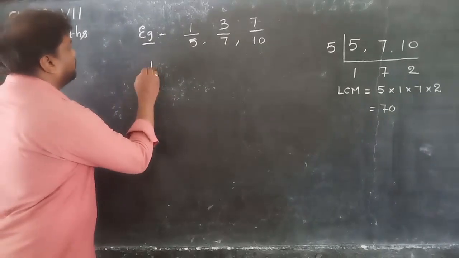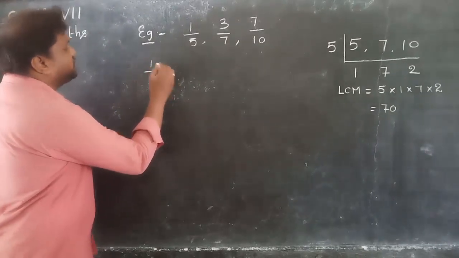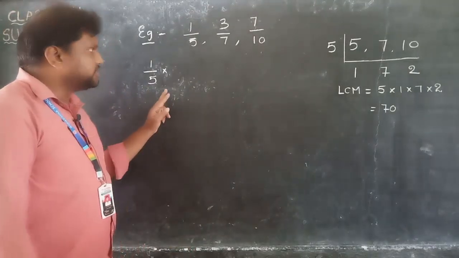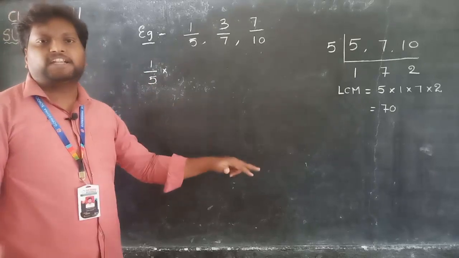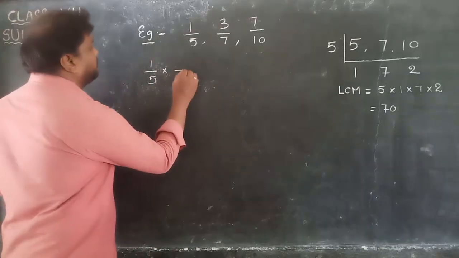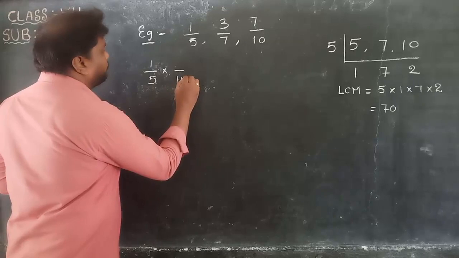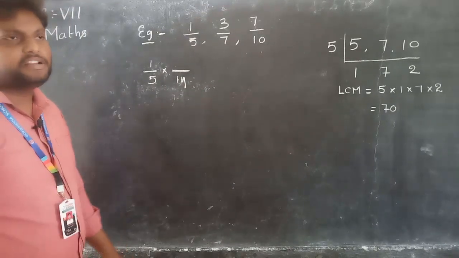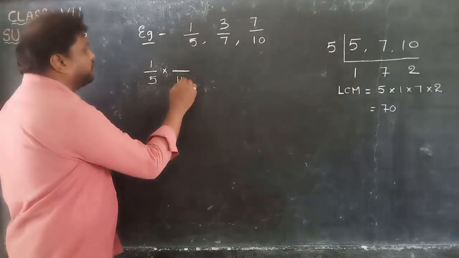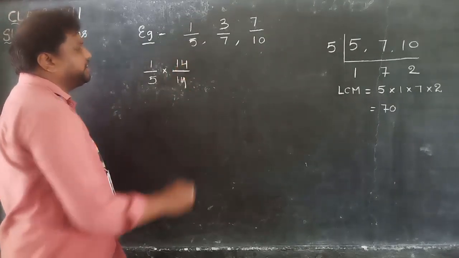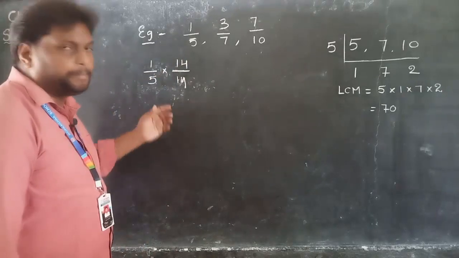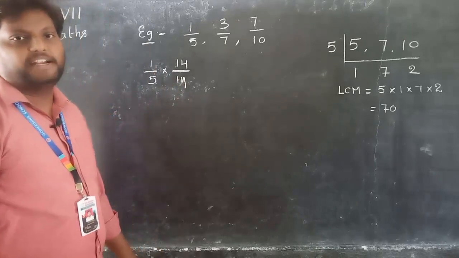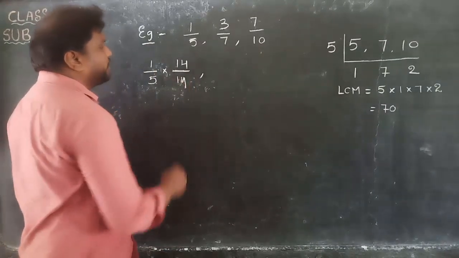See, 1 by 5. Which number should we multiply with 5 to get 70? In the denominator I want 70. Which number should multiply to get 70? 14. According to the rule for equivalent fractions, whatever number you multiply with the denominator, the same number should be multiplied with the numerator also. Like that, this is the first fraction.